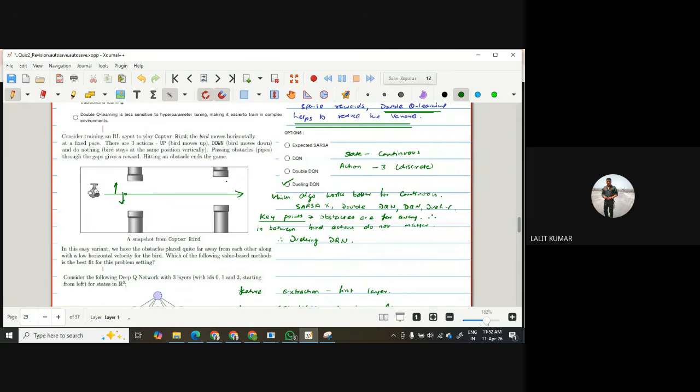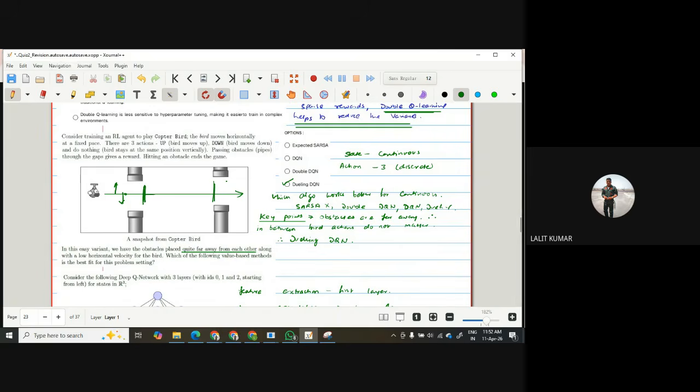Passing obstacle pipes through the gaps gives a reward. So when you pass through this, it gives a reward. Hitting an obstacle ends the game. So they are moving. In this easy variant, we have the obstacles placed quite far away from each other. So here this distance is very, very far away.